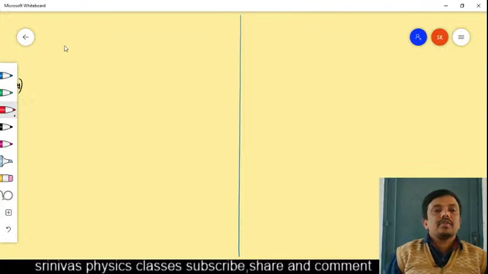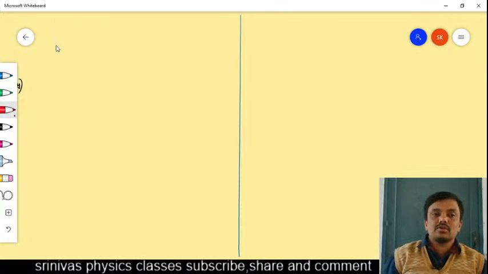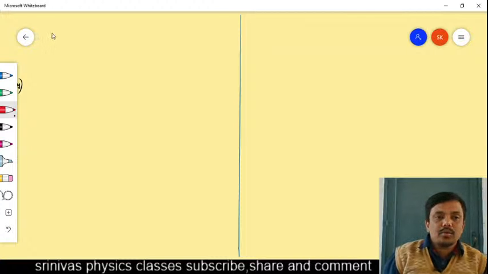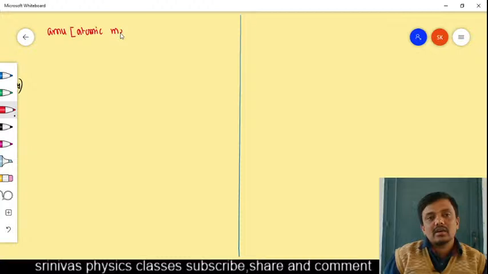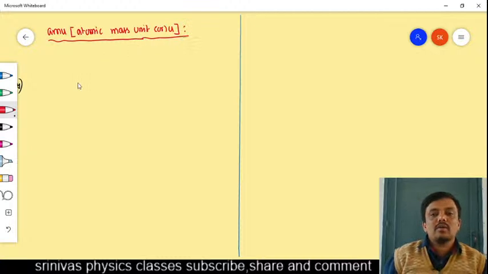And now we are going to discuss the AMU. AMU is the atomic mass unit. Atomic mass unit is denoted with U generally. What is the atomic mass unit, or what is AMU? What is the definition of this?